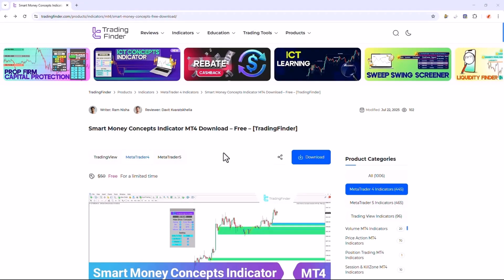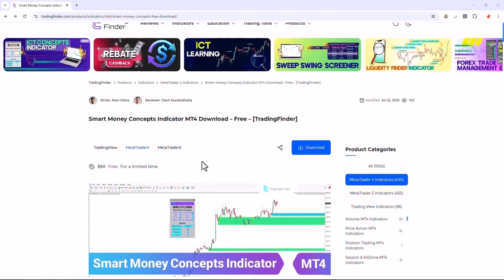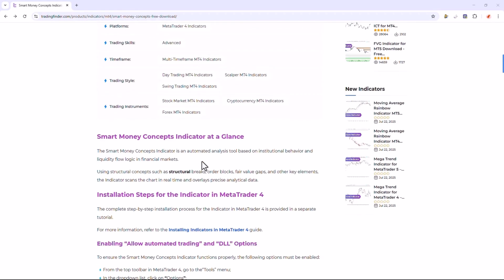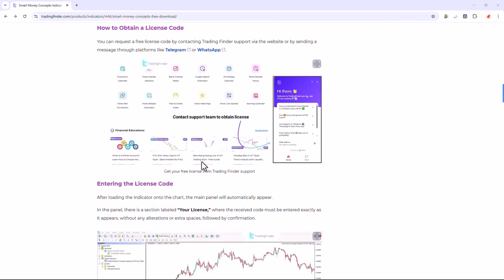The Smart Money Concepts Indicator is available for various platforms on the TradingFinder website. From this section, you can download the indicator file for MetaTrader 4 and MetaTrader 5 platforms and run it on your chart. Traders can also read this page to learn about how the indicator works and its functionality.